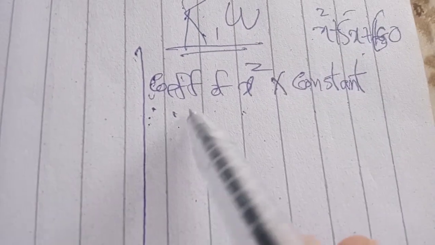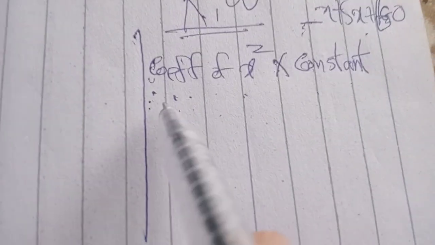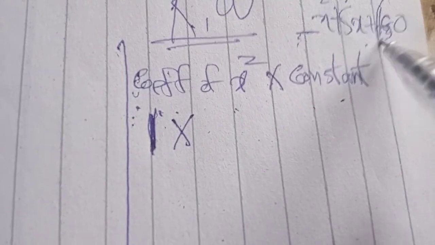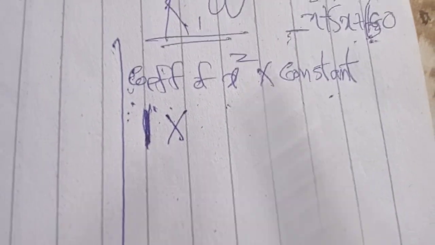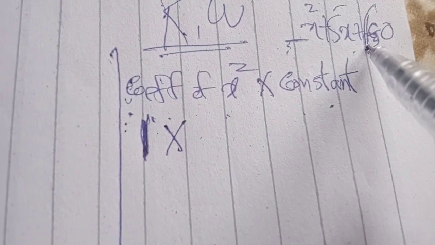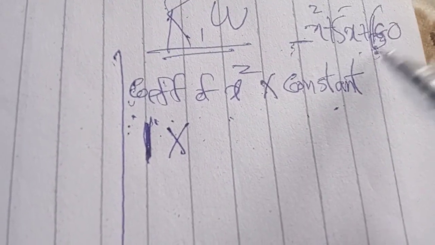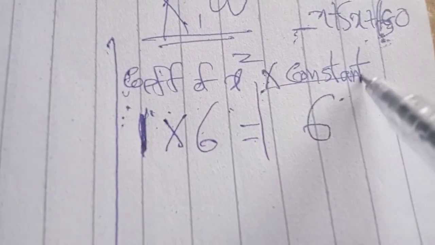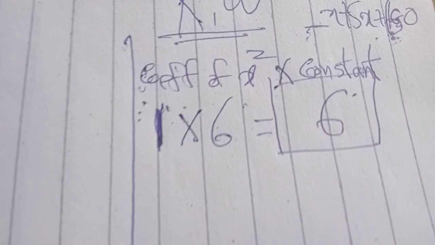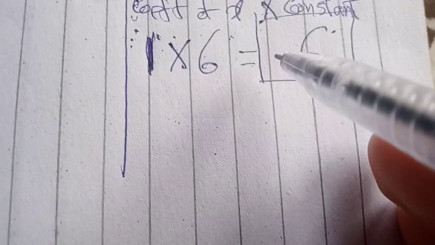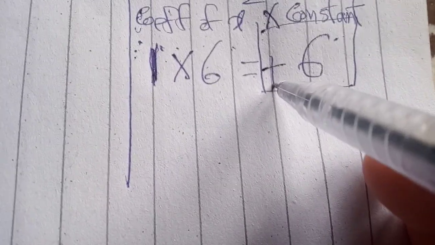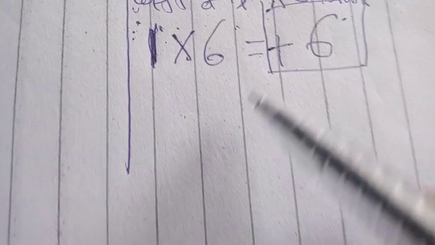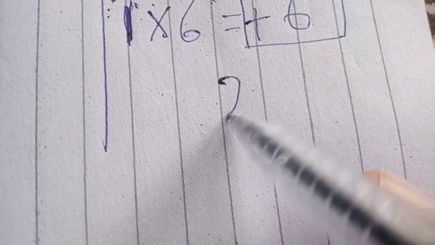Okay, now the coefficient of x squared, here we don't have any number, so it is 1, multiplied by the constant. The constant for our case is 6. The constant is the number which has no variable. So in our case it is 6, so 1 times 6 we get 6 as the answer.